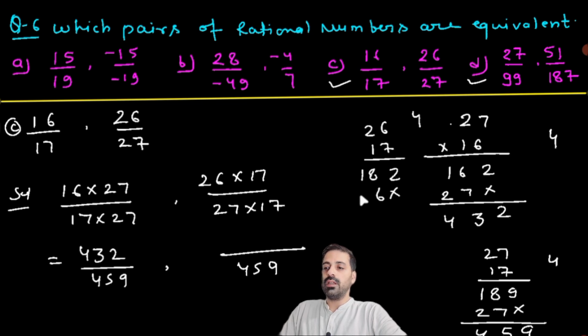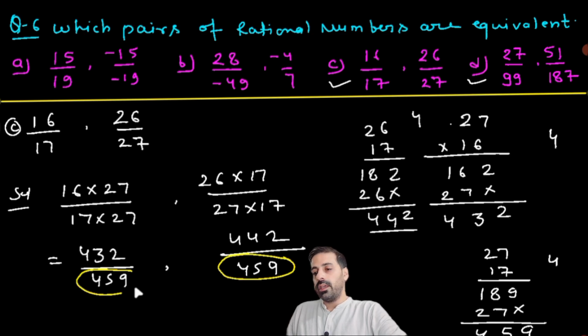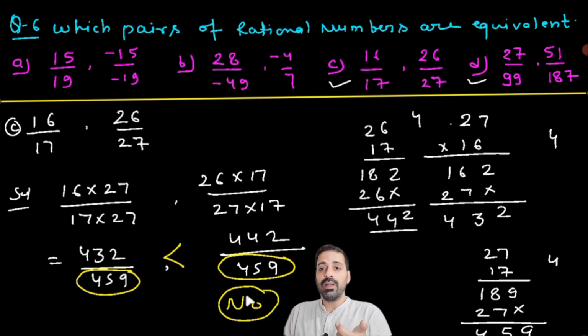7 2s are 14, 4 1s are 18, and 6 and 2. So we have 2, 14, 1, 3 and 4. So 4, 4, 2. Here you can see that the denominator of both the rational numbers is the same. So now the logic is that whose numerator is greater is the greater number. Here this numerator is greater, so we can say this number is greater, and therefore they are not equivalent. So the answer is no, they are not a pair of equivalent rational numbers.